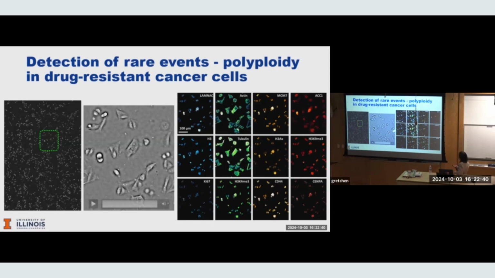So it turned out these polyploid cells, these are the cells that actually, one of the mechanisms they use to survive the drug treatment, and develop chromosome instability. So we found these cells have a very high level of stemness. CD44 is a stem cell marker, a very high level of stemness.